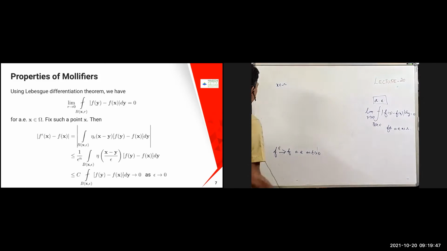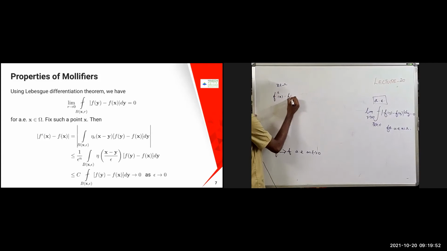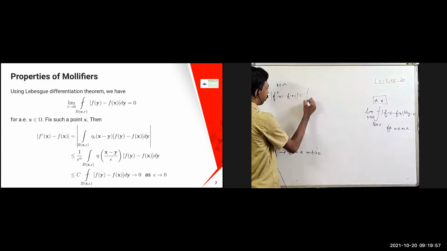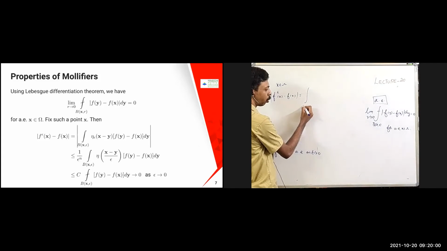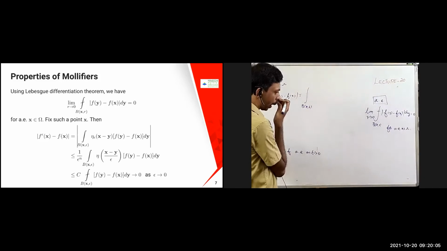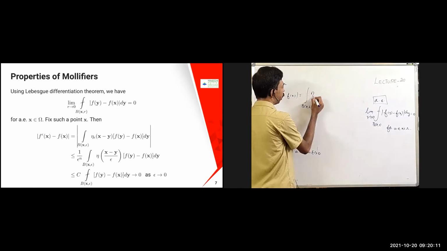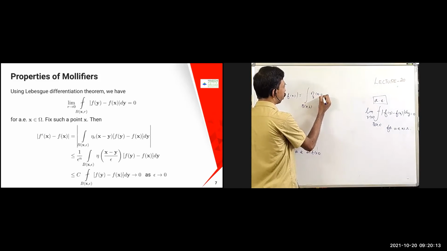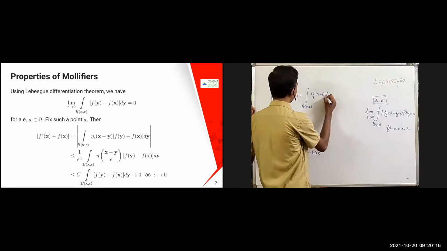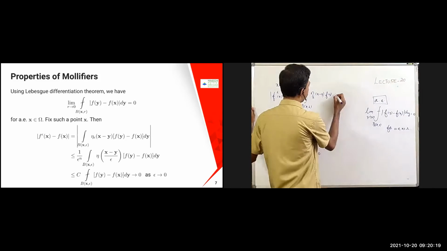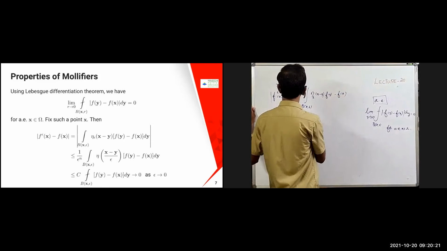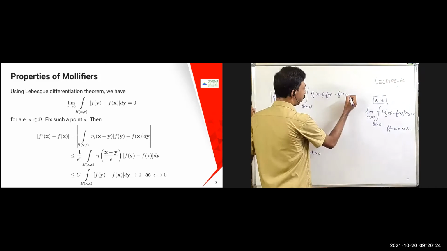Then I'm going to define f_ε(x) minus f(x), and check it. I'm just going to apply the definition of f_ε(x). So this is going to be the integral over B(x, ε). Either you can put Ω or B(x, ε), both are the same, because η_ε is defined only in that place. So it is η_ε of (x minus y) into f of y, minus f of x, into dy.